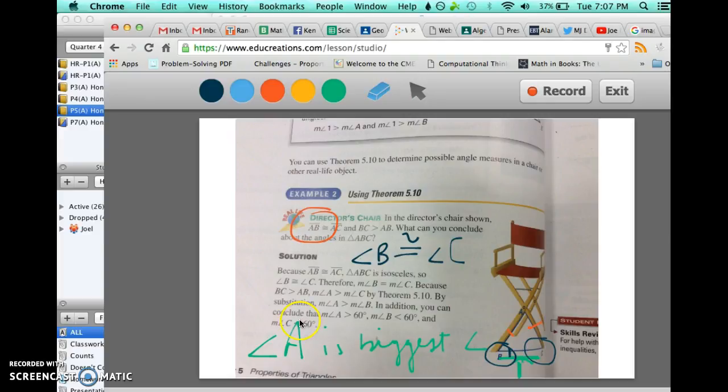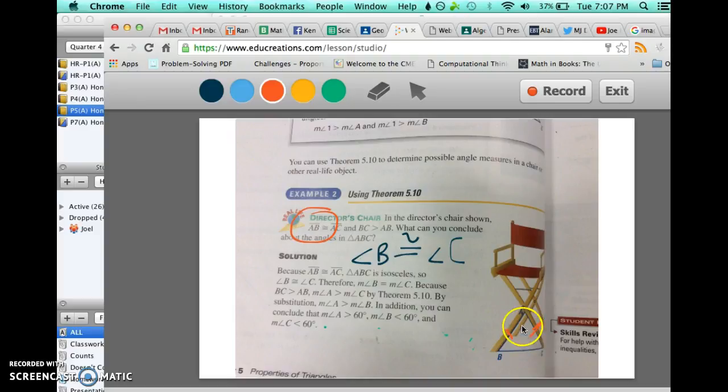Example 2 shows us a director's chair, and it says, hey, look, we're going to give you that in this chair, there's ABC, you can barely see it, but AB is congruent to AC. I've circled that on the problem, so that AB is congruent to AC, and BC is bigger than AB. What can you conclude about the angles?